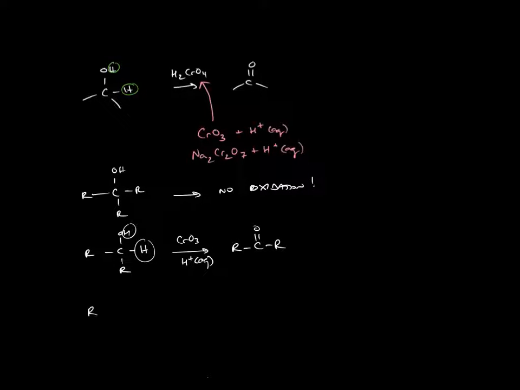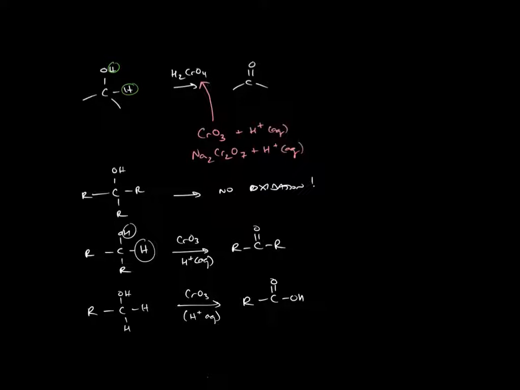If you have a primary alcohol, there are two hydrogens, and therefore what can happen is that using chromic acid, H plus aqueous, would oxidize this all the way to a carboxylic acid, because there are two hydrogens that can be removed, and it would oxidize it all the way to a carboxylic acid by removing both of those hydrogens and replacing them both with bonds to oxygen.